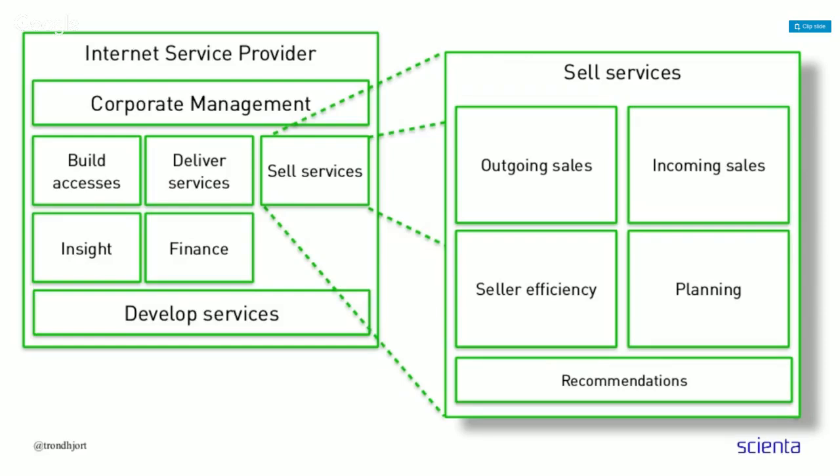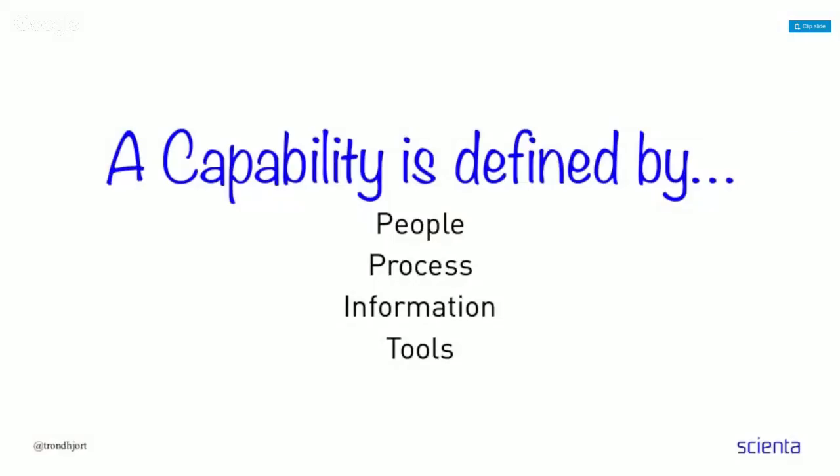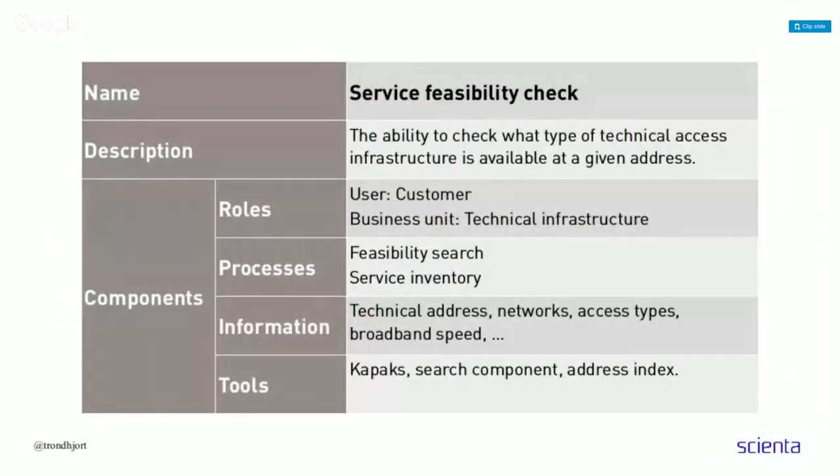But I'm going to kind of skip that. Because there are some characteristics about these, I can actually use the example instead. This is a way of documenting these. This is an example from an internet service provider. It has a name, of course, the capability, a short description, and it's composed of these four elements, which is what TOGAF uses: roles, processes, information, and tools.